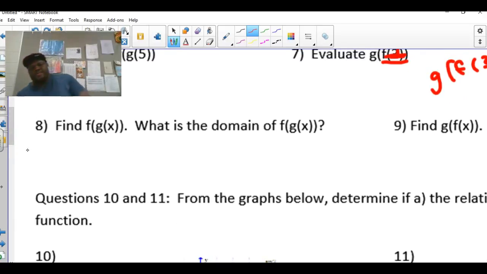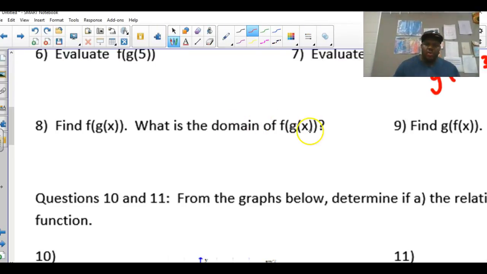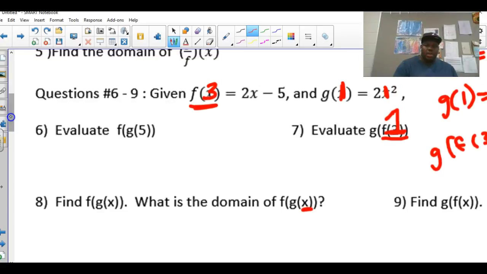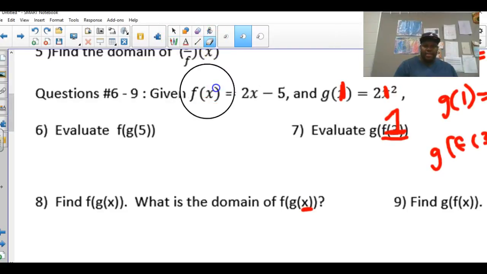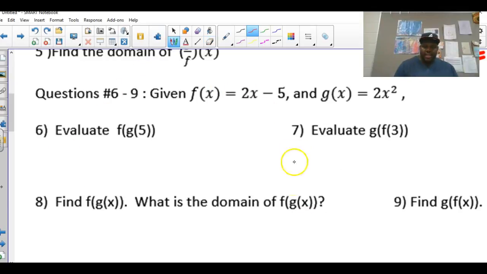Now find f of g of x. What's the domain of f of g of x? This right here is a composite function. Notice, guys, we are not evaluating x for anything other than x. So x is x. So what this means, and how I like to draw it, let me clear this off so I can give you a little more visual. For this problem, the inside function is going to be plugged into the outer function f.